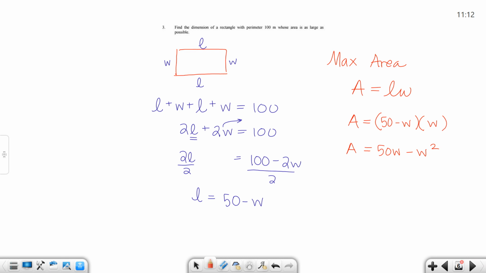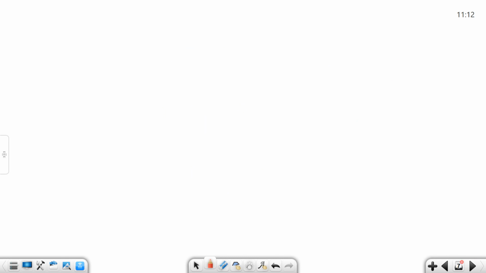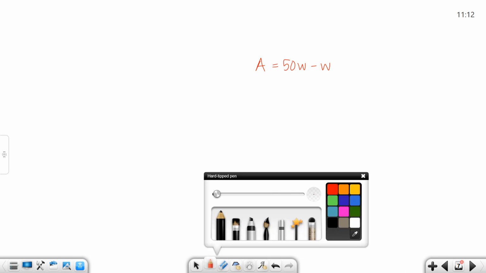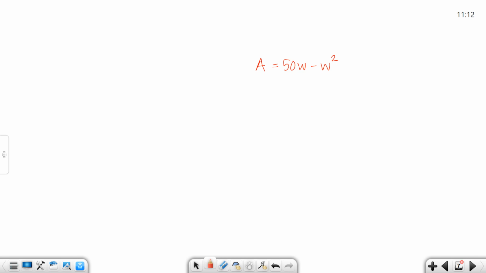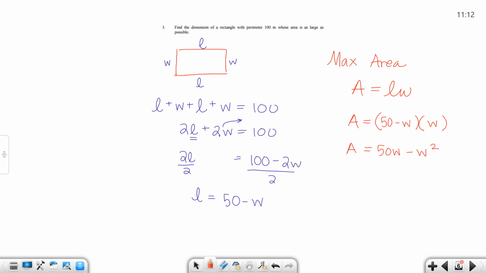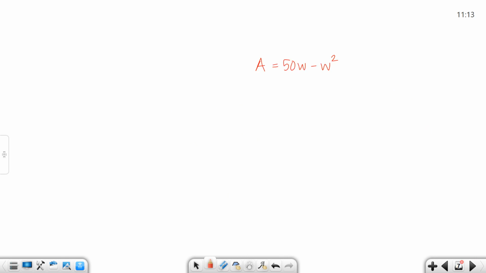Step 5 says optimize this function over its domain. Okay, to optimize this function, I need to take the derivative. First of all, let's make sure it's written properly. So the area function is 50W minus W squared. Okay, we got it. So now I need to take the derivative. So the derivative is 50 minus 2W. I need to set that to 0. 0 equals 50 minus 2W.